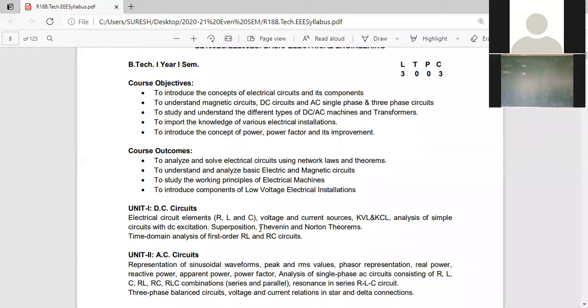Next we will go for the theorems. Three theorems are there in your syllabus. That is superposition theorem, Thevenin's theorem, and Norton's theorem. We have to discuss these three. First you will see superposition theorem. Later we will go for Thevenin and Norton's. Okay.